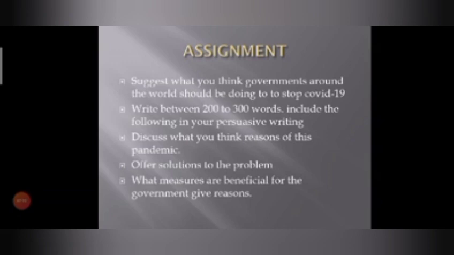Here is your today's assignment. You have to write between 200 and 300 words. Suggest what you think governments around the world should be doing to stop COVID-19. Include the following in your persuasive writing. Number 1. Discuss what you think are the reasons for the pandemic. Offer solutions to the problem. What measures are beneficial for the government? Give reasons. You have to write at least 5 paragraphs to complete this assignment.